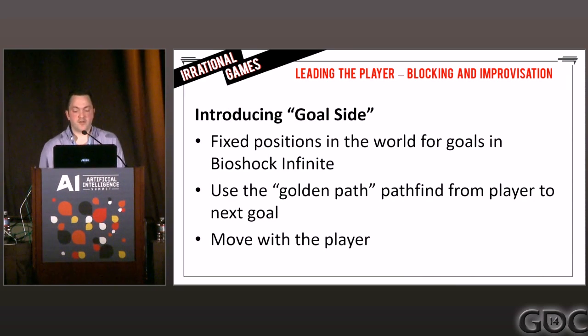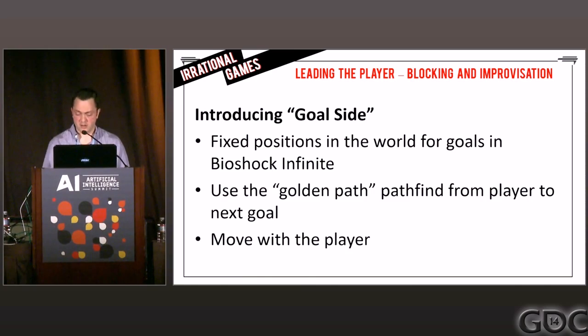Given that there are a number of fixed locations where the player needs to go to progress the story of BioShock Infinite, we created a navigation path from the player to the most appropriate goal. I've heard the term golden path right here at GDC last year used to describe this technique. The goal side behavior comes from the fact that Elizabeth will attempt to stay just ahead of the player along this path.